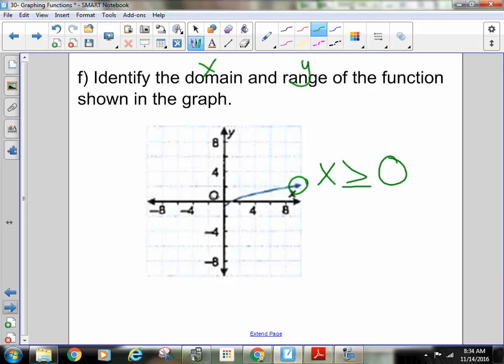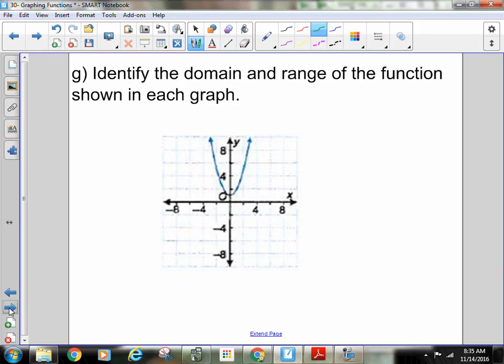All right, my y's, I see that my y starts down here. So if this looks like a -2, I'm going to say to -1. And then again, because of that arrow, it keeps going up. So y is greater than or equal to -1.